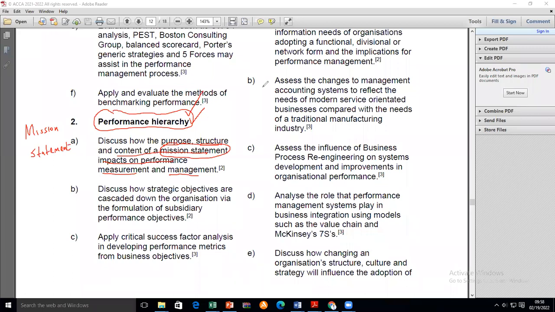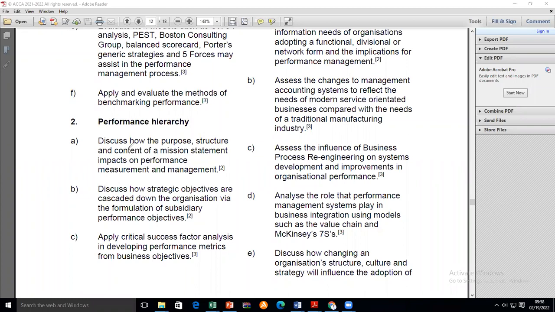So an effective performance management system starts off by understanding what is our mission and subsequently what is our mission statement. So performance hierarchy is a system of objectives which we should have in place. And this system of objectives starts with the mission statement itself.